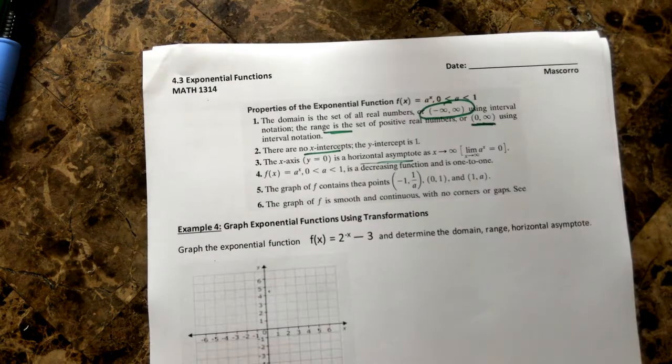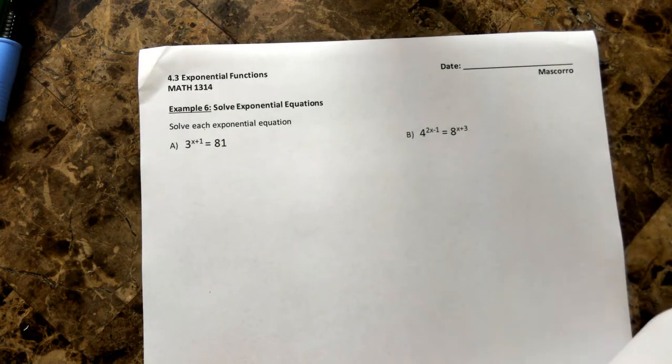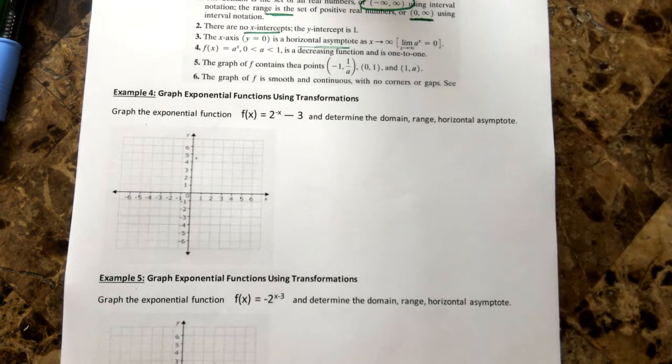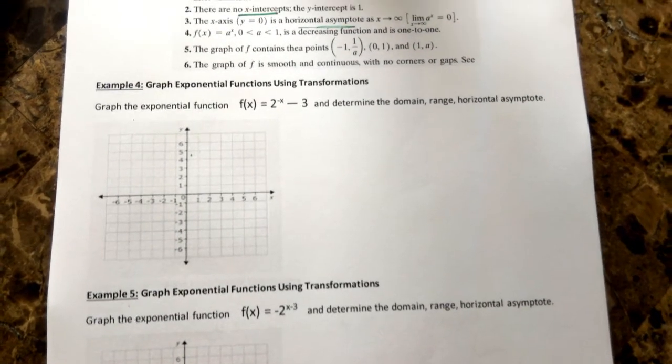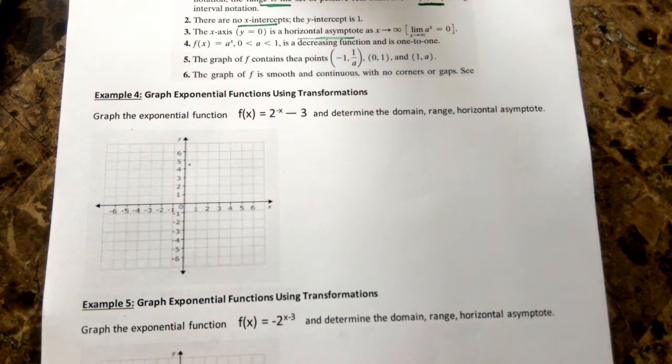All right, we're going to go ahead and do one more graphing using transformations, and then we'll move on to the last part, which is solving. So example number 4, it gives me another exponential function, and it says to graph it and also determine the domain and range and horizontal asymptote.